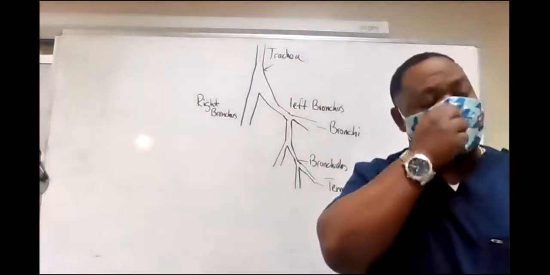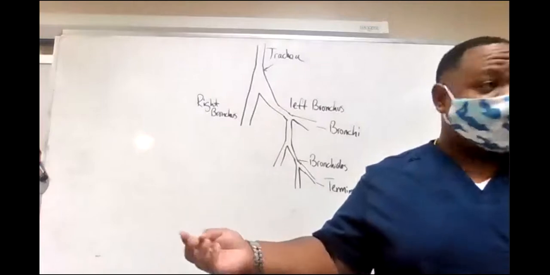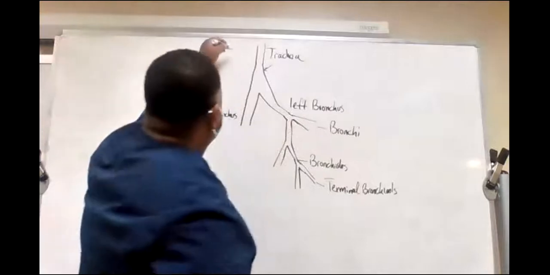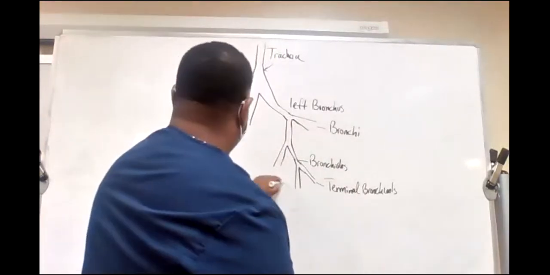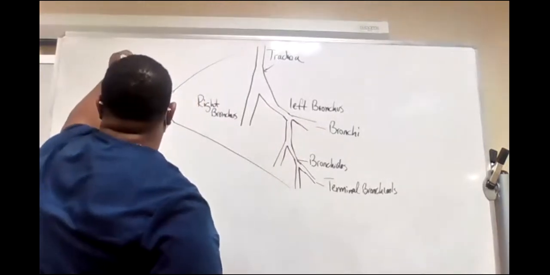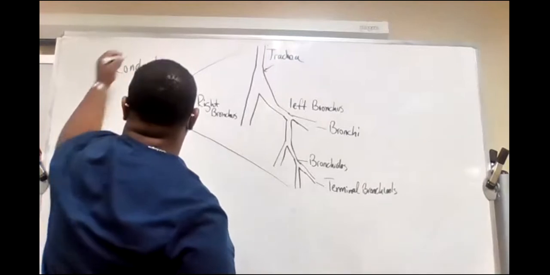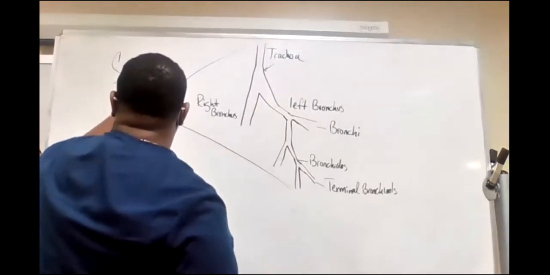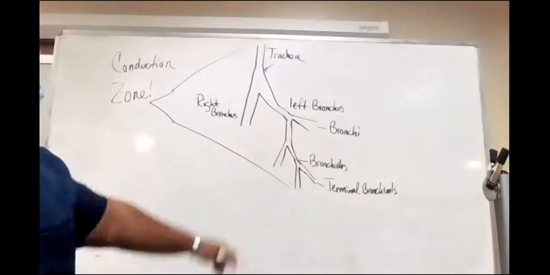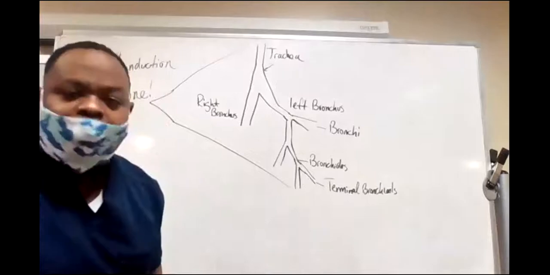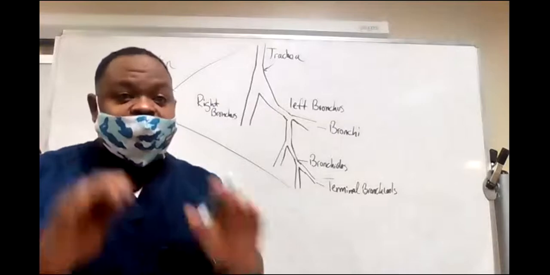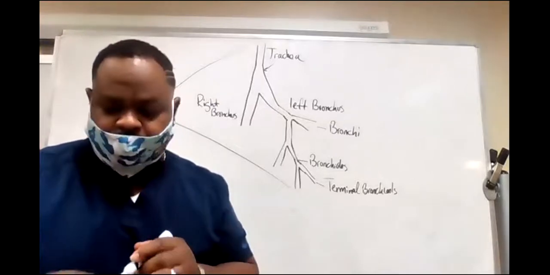When you ride the bus or the train, you get to the terminal, what do you got to do? Get off, right? So all of this is considered to be the conduction zone. All of that is the conducting zone. From your trachea all the way down to your terminal bronchioles is simply for conduction. It's just trying to move gas to get it to the parenchyma, right?